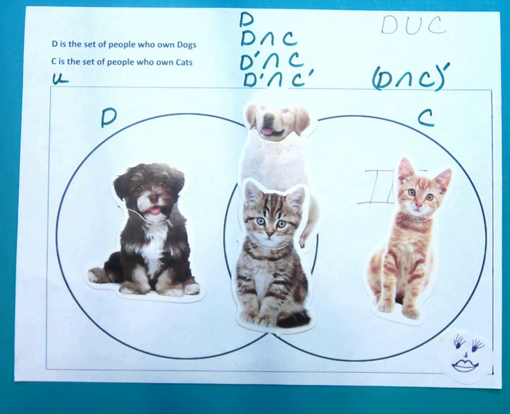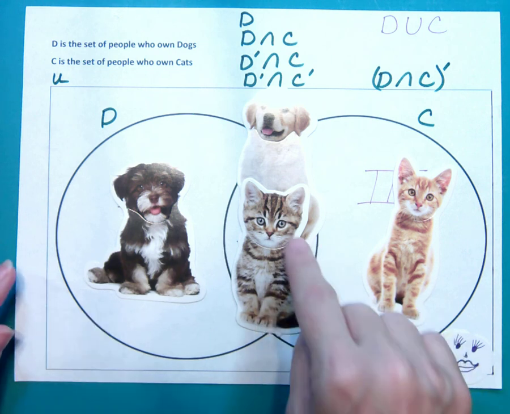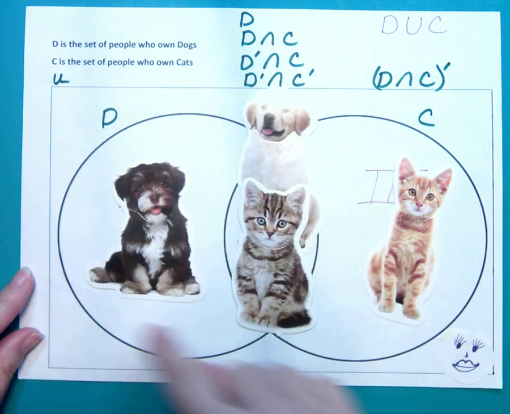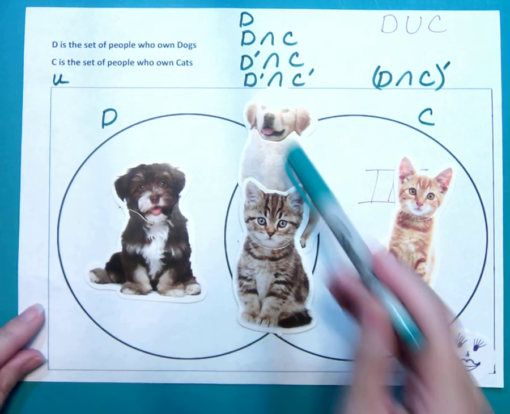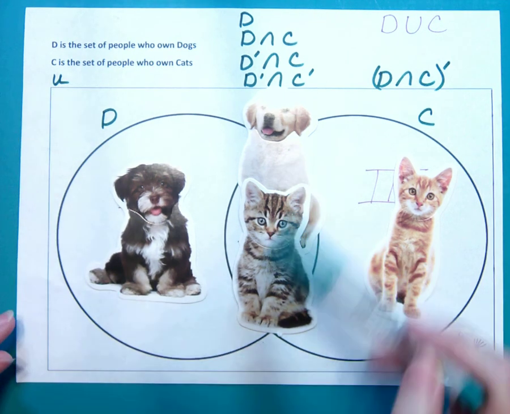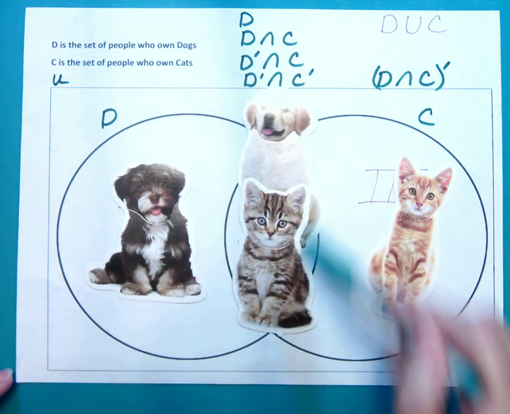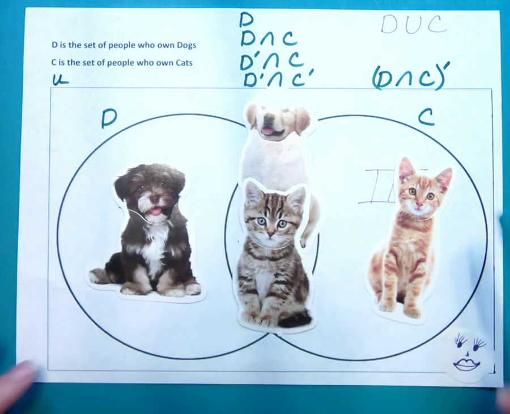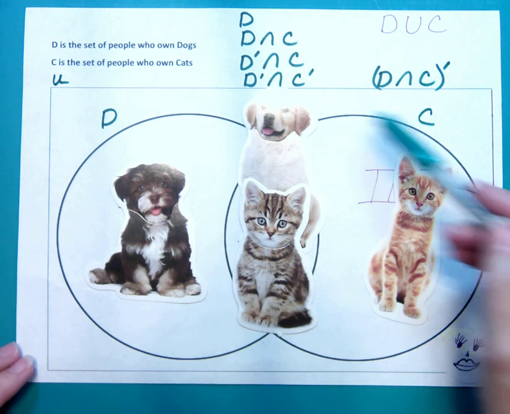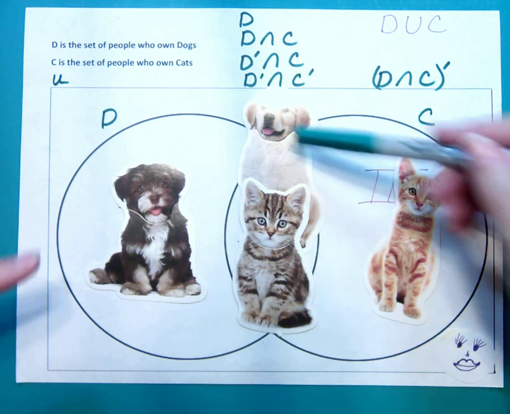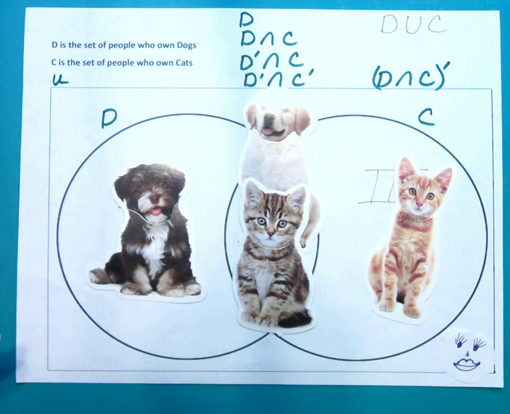All right, so notice anybody in this circle owns a dog. They may own 5 dogs. They may own 1 dog. How many dogs they own does not matter. If they are in this circle, they own at least 1 dog. If they are in this circle, they own at least 1 cat. Where the circles overlap would be the people who have both a cat and a dog. Now, and remember, these people do not have a cat or a dog.